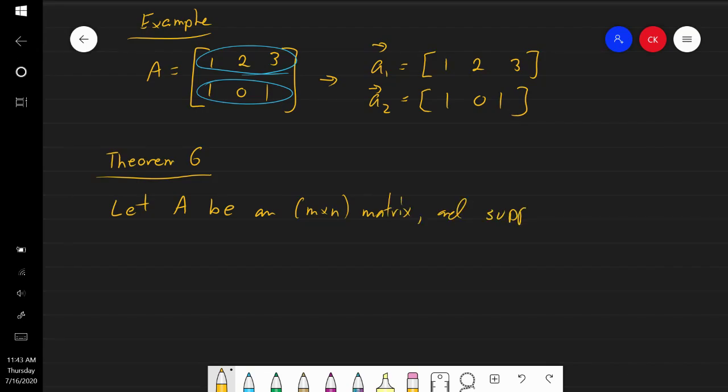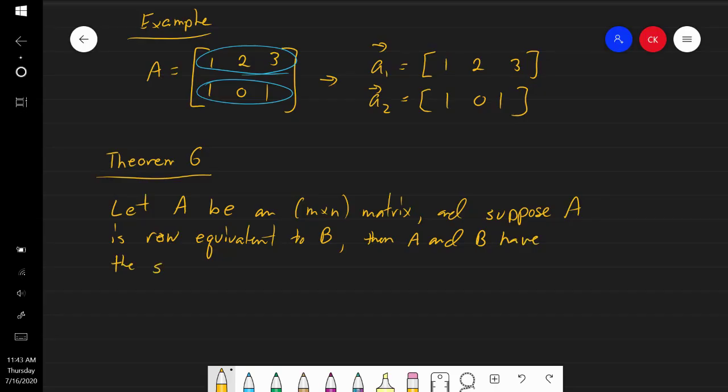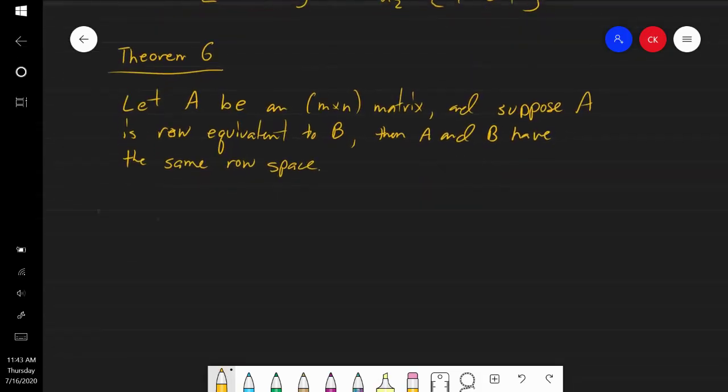And let's suppose that A is row equivalent to another matrix B. In other words, we've done a row reffing process on it, so they're row equivalent. Then A and B, both of these matrices, have the same row space. This is what our theorem tells us. And again, I'll give us an example here to take a look at.